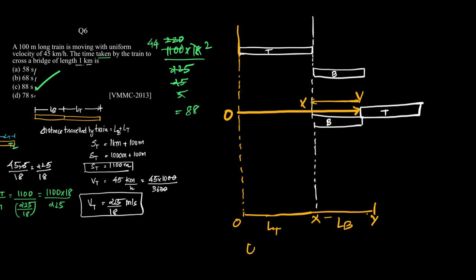So what is OY equal to? OY is equal to LT plus LB. What is OY? OY is the distance traveled by the train. So distance traveled by the train is length of train plus length of bridge. I think now it becomes more clear to understand. If it is not, please do mention it. I'll make sure that I present a better diagram with a more conceptual understanding.